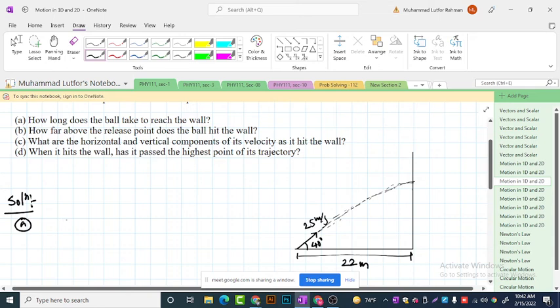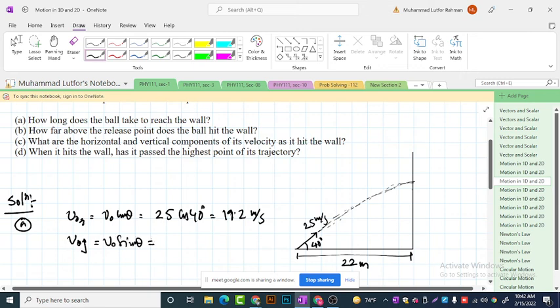Instead I can use my general equation. I can find the components of this velocity: v naught x would be v naught cos theta, which is 25 cos 40 degrees, which is 19.2 meters per second, and v naught y, which is v naught sin theta, is 25 sin 40 degrees, which is 16.06 meters per second.